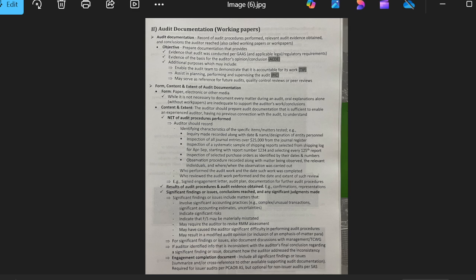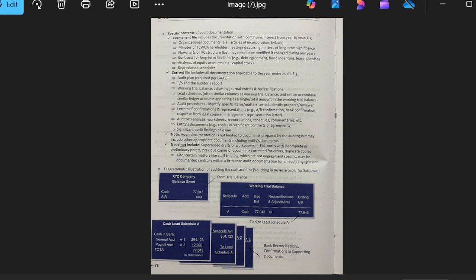Also, for the significant findings or issues, the auditor should document discussions with management and those charged with governance. If the auditor identified information that is inconsistent with the auditor's final conclusion regarding the significant finding or issue, document how the auditor addressed the inconsistency, along with the engagement completion documentation. This includes all the significant findings or issues. All these points that have been discussed should be properly documented so that no future error or notable error goes unnoticed.